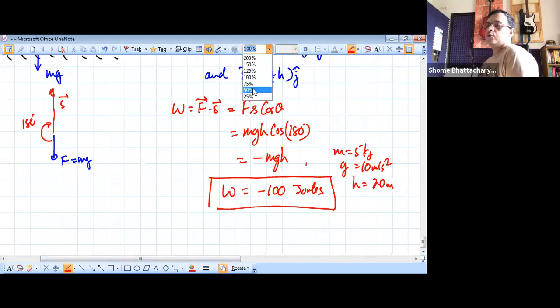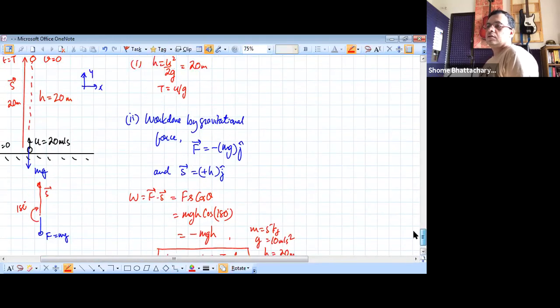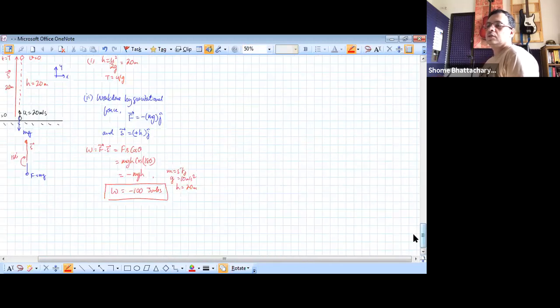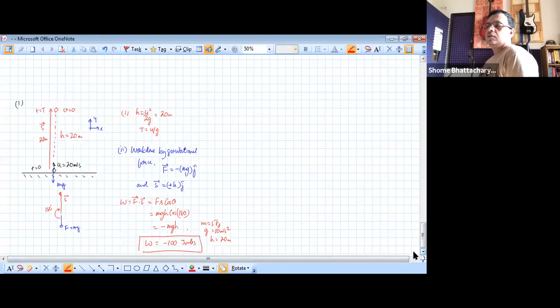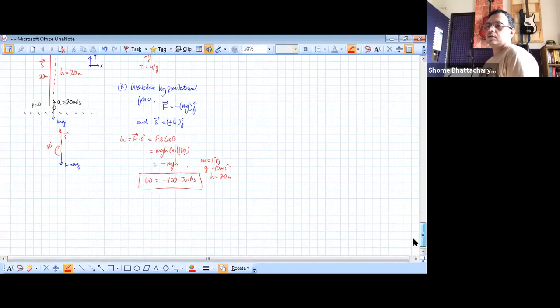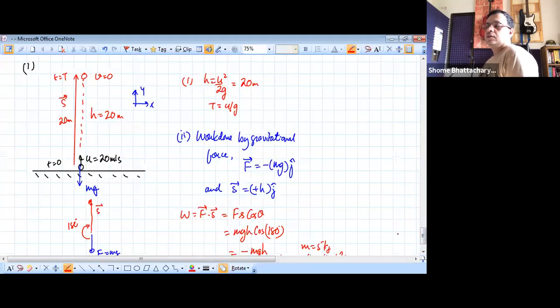Now we'll also show that that is equal to the change in kinetic energy, because as the ball is going from the lowest position to the highest position, you can also see that the initial kinetic energy will be half mu square. It will depend on the initial speed, and at the highest point, the final kinetic energy will be half mv square, where v will be 0.